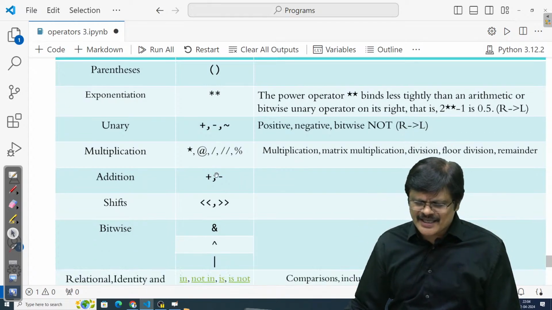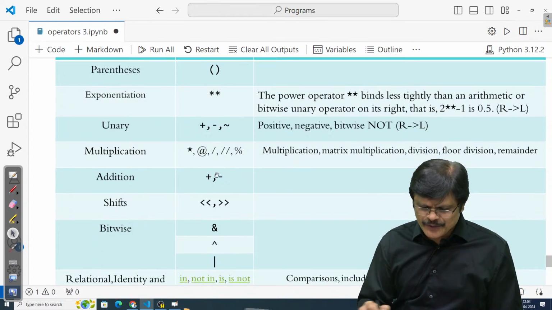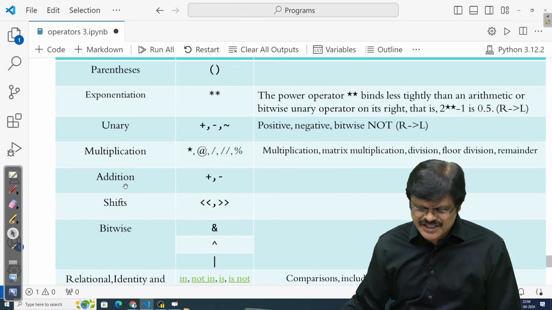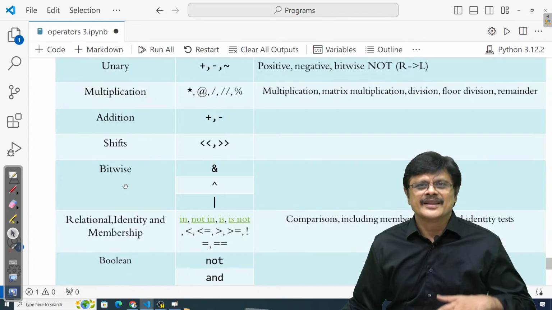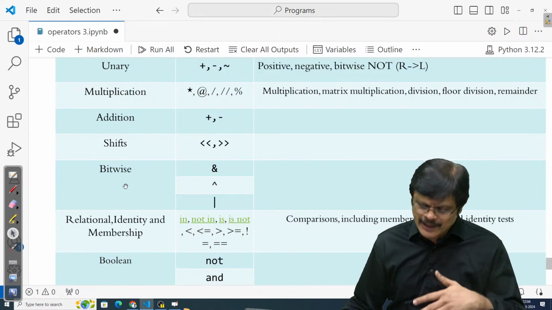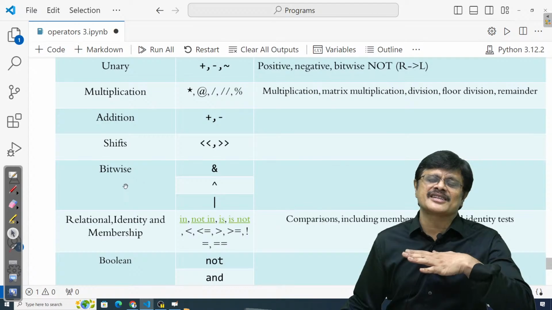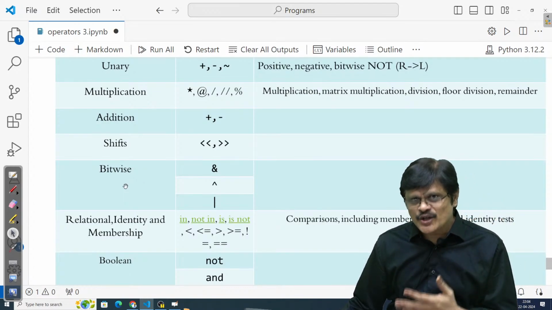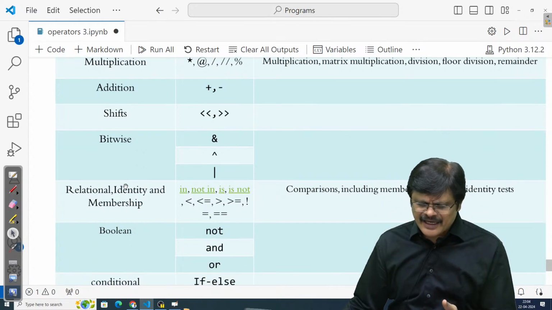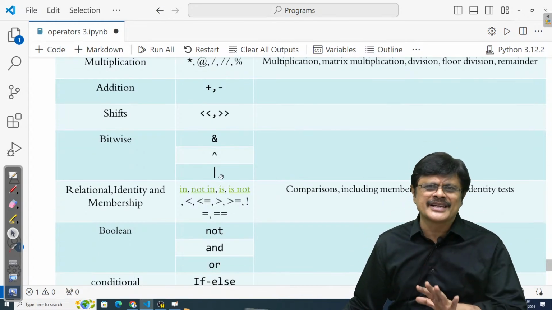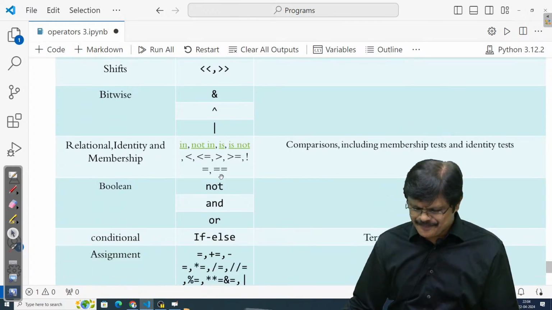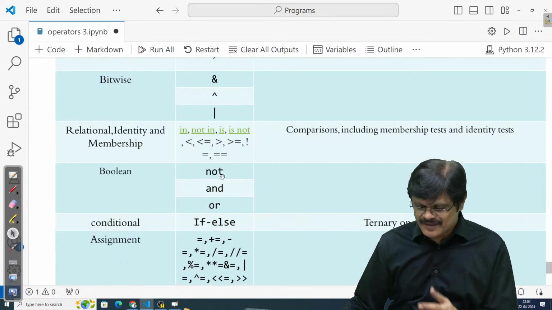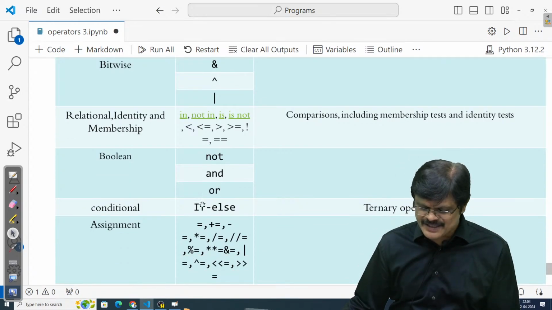So this is the order, sir. Parenthesis, then exponentiation, unary operators, multiplication, addition, shift operators, then bitwise. All are bitwise operators only, but among them bitwise shifts have more precedence than bitwise AND, XOR and OR operators. Then the relational, identity and membership operators all have equal precedence. Boolean not has more precedence than Boolean and, and Boolean or. So not, and, or is the order of precedence.